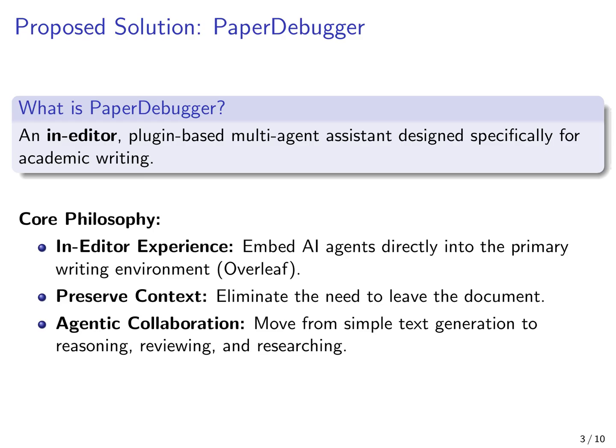So to tackle this, the authors propose PaperDebugger. The idea is, frankly, what we've all been waiting for. Bring the AI agent directly into our primary writing environment, and in this case, they're targeting Overleaf. So what is it exactly? Well, at its heart, PaperDebugger is an in-editor, multi-agent assistant. And those two words, in-editor, are the key. It's all about embedding that LLM-driven reasoning directly where you're writing, so you never have to leave your document.